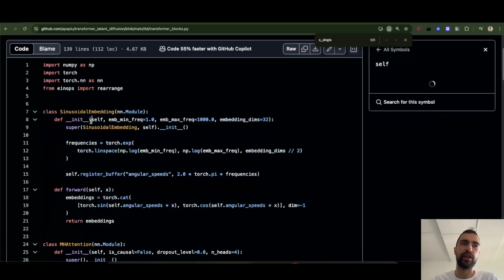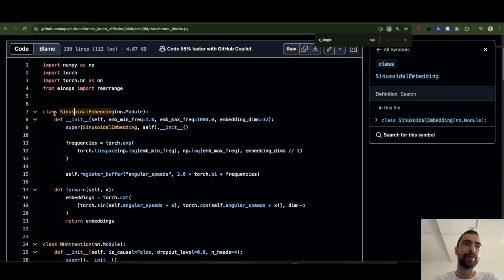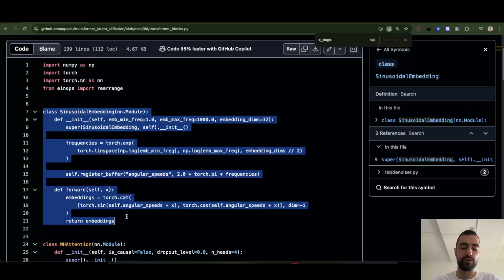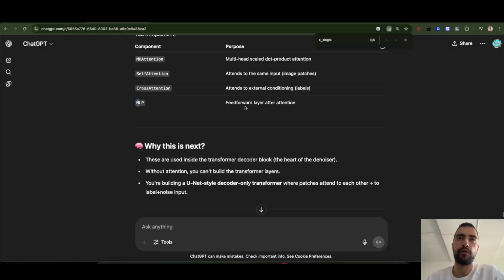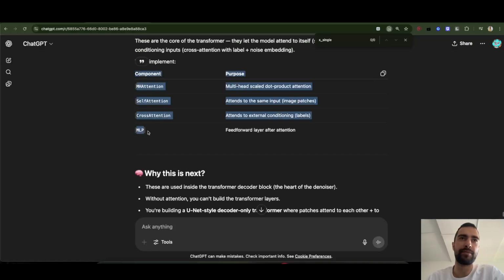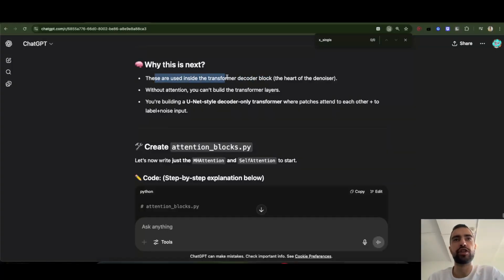It's a bit tough, to be honest: why exactly, what's happening exactly in the mathematics, why not something else? We should know all of that if we want to become experts, but we will learn that over time, so don't worry. Next, we will understand these attention modules: multi-head attention, self-attention, cross-attention, MLP, the feed-forward layer, so that's not attention, that's just MLP after attention. These are used inside the transformer decoder block, the heart of the denoiser, so this is used for the denoising.